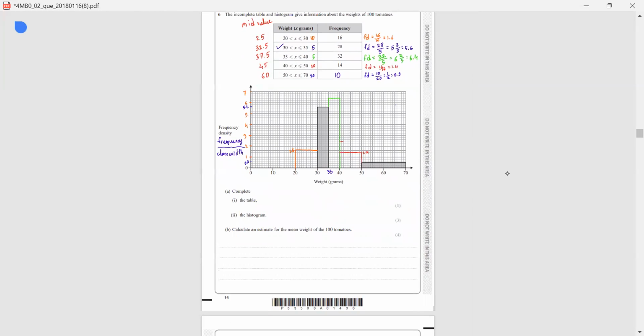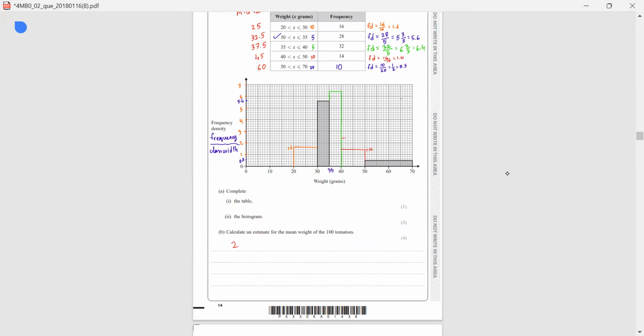Now to estimate the mean, 25 times 16 plus 32.5 times 28 plus 37.5 times 32 plus 45 times 14 and finally 60 times 10.